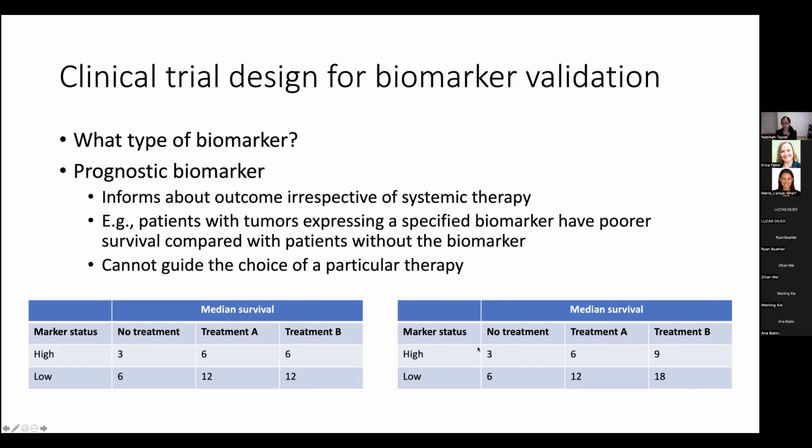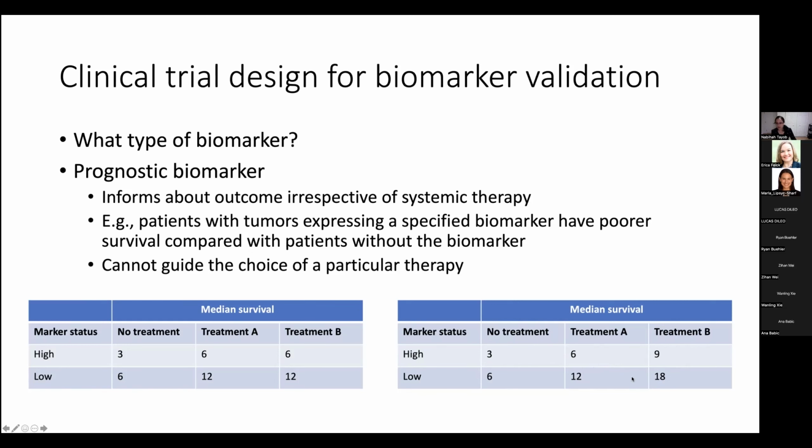Here's an example with the same thing. This is a prognostic biomarker. Your hazard ratio still here is 0.5. You can see median survival is basically half whether you have treatment A or treatment B. But this biomarker doesn't tell you whether you should get treatment A or treatment B.